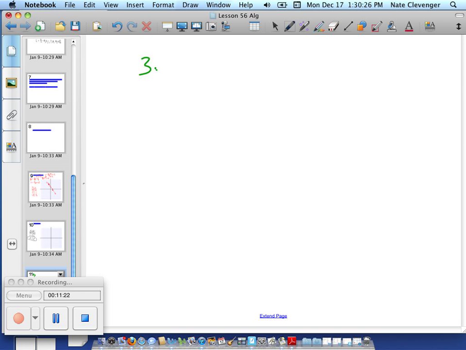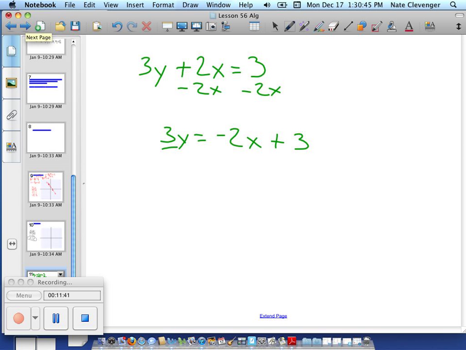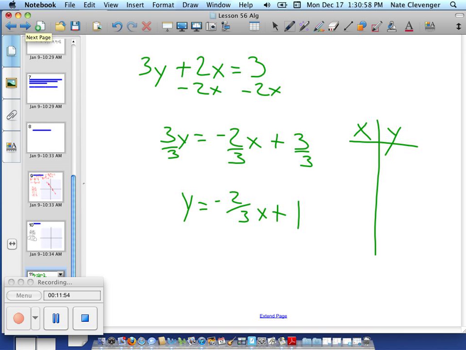3y plus 2x equals 3. We want to solve for y, Kelly. So we're going to subtract 2x from both sides. So 3y equals -2x plus 3. Then I'm going to divide by 3. So y is equal to -2/3 x plus 1. So then I'm plugging values in for x that'll make this arithmetic easy. If I plug in 0, 0 times whatever this is going to be 0. So that's always a good one to plug in. 0 times -2/3 is 0, plus 1 would be 1.